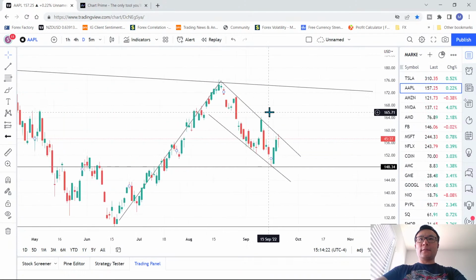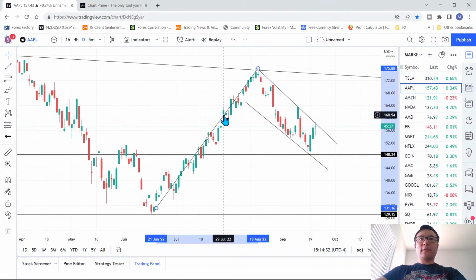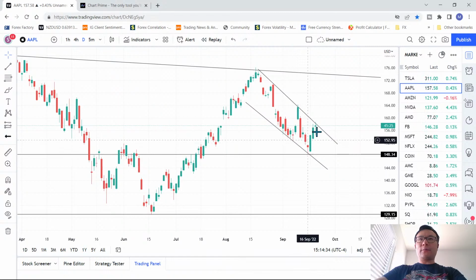Since it has this upward channel here, I might try for a buy up to 159. But let's see if there are other opportunities. This is not a great opportunity.